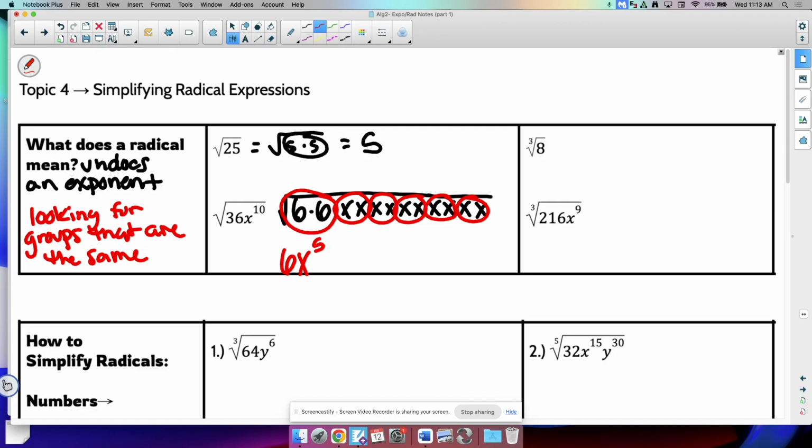What happens if it's uneven? So then we'll break it up and we'll do ones like that. Alright. Okay, the next one.